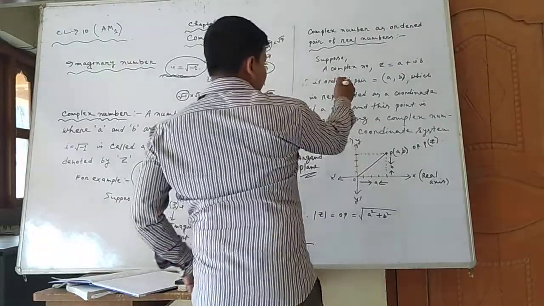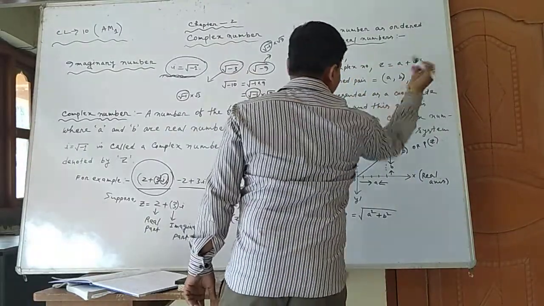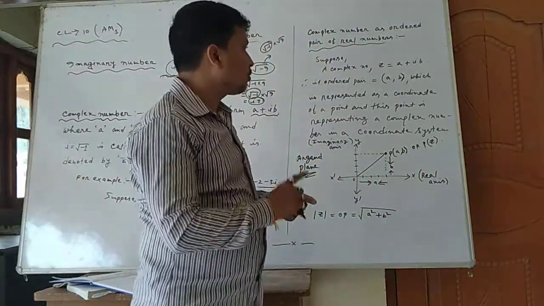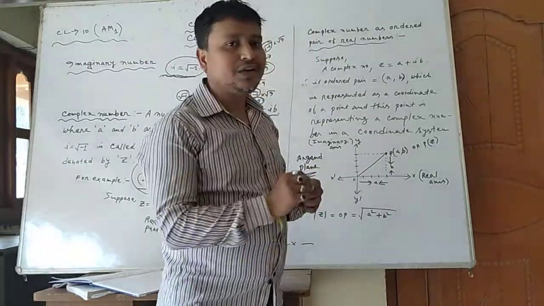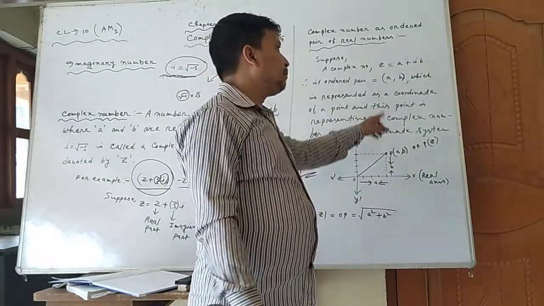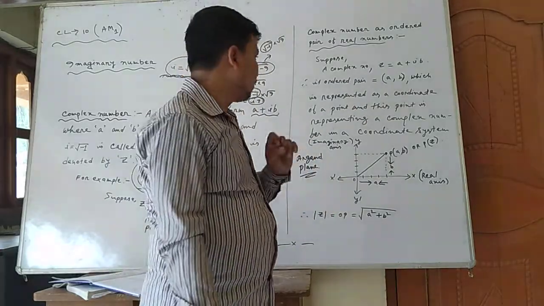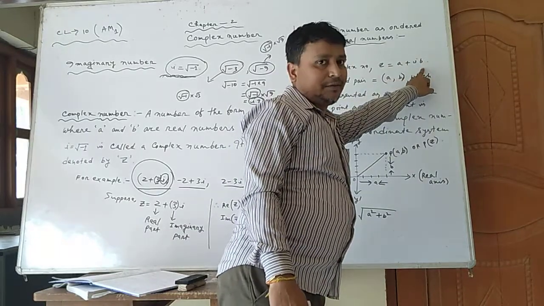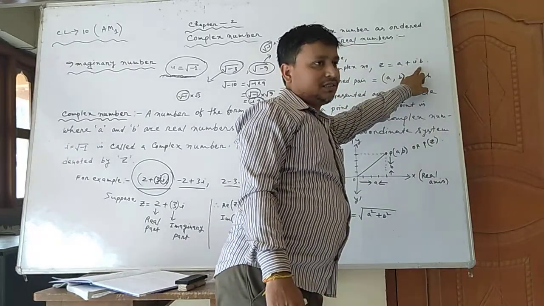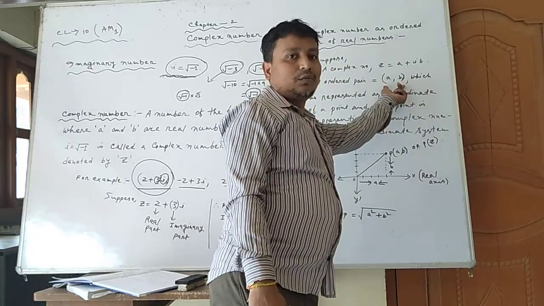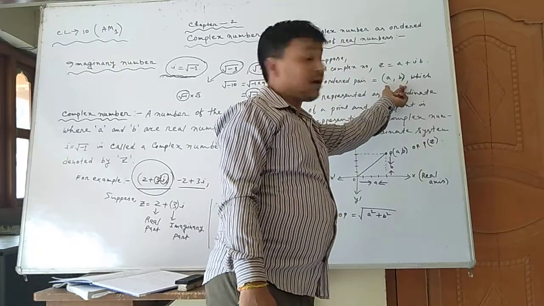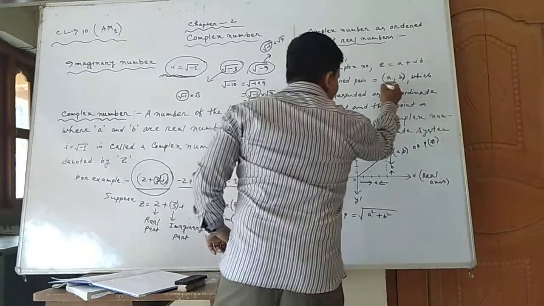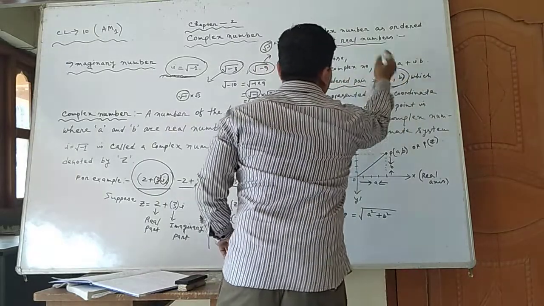Now a complex number we declare as z equals a plus ib. To represent it, first you have to find the coordinates of a point, and that point represents that particular complex number. From the real part and the imaginary part, we can write the coordinate (a, b). a is the real part, b is the imaginary part. This coordinate is called the ordered pair of the complex number.